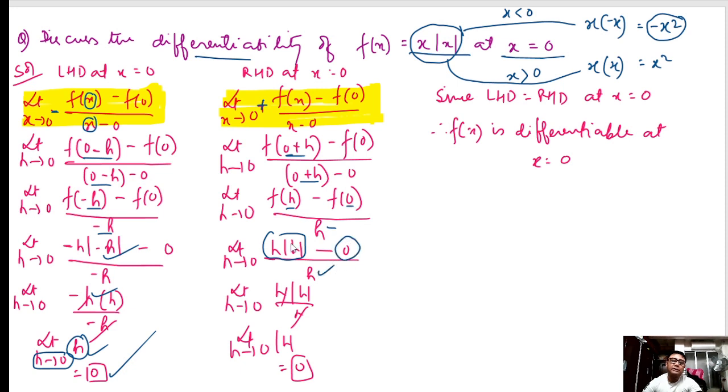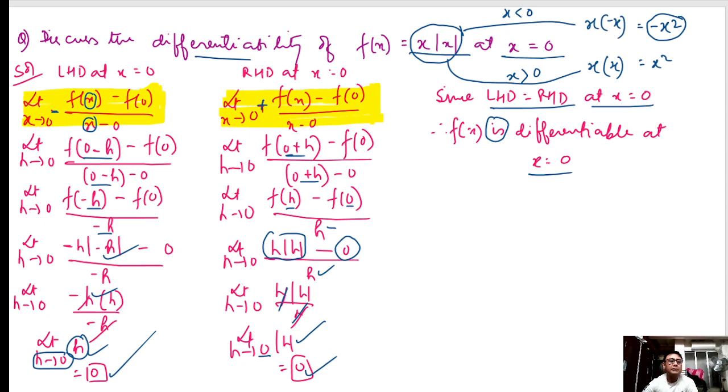So this is h square, one h will cut, and mod h tends to 0 is 0. So see, left hand derivative is equal to right hand derivative at x equal to 0. So it is differentiable at x equal to 0. It is differentiable.